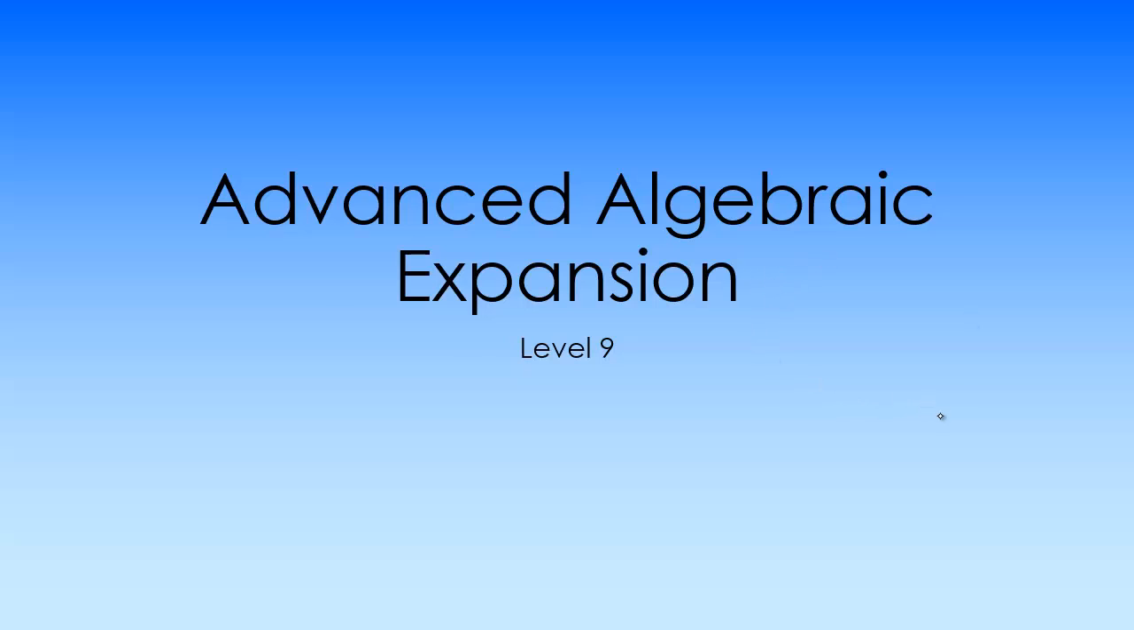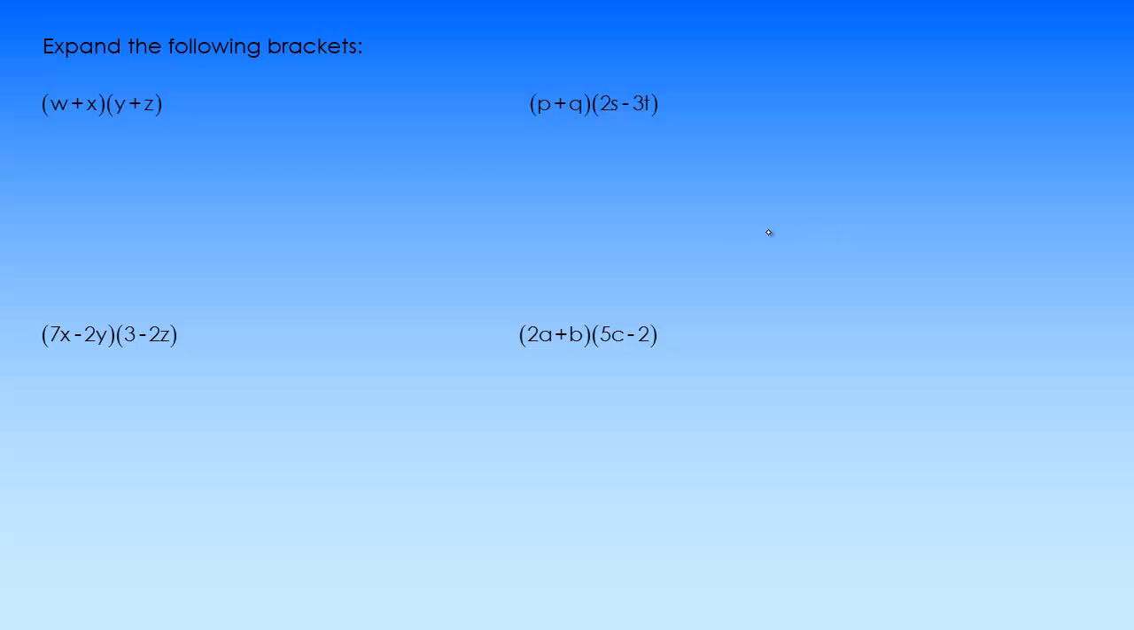Advanced algebraic expansion. We want to expand the following brackets. Now, if we expand pairs of brackets where there's two things in each bracket, we have to do 4 different multiplications. There are various different techniques that ensure that you do all 4 multiplications required. I'm just going to go through one because I don't want it to be confusing, and I'm going to teach you the crab claw. So the first multiplication done is this one.